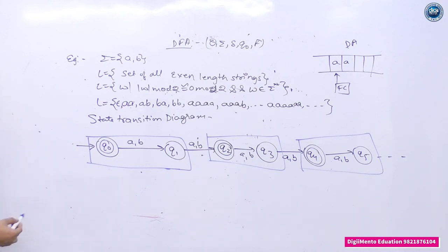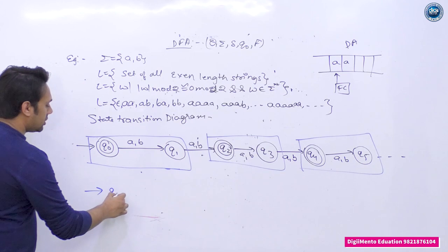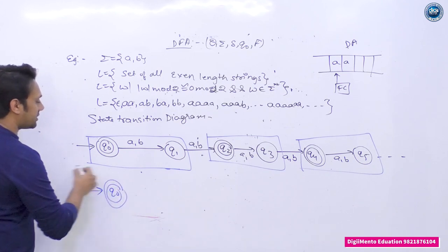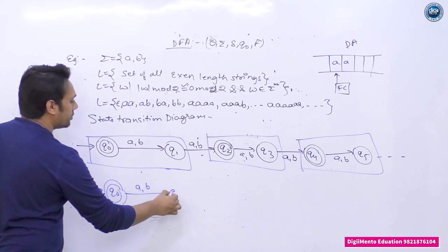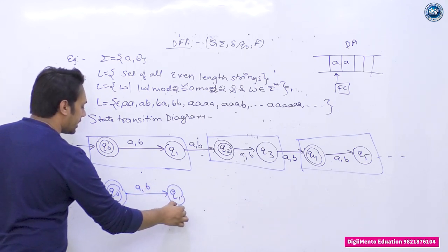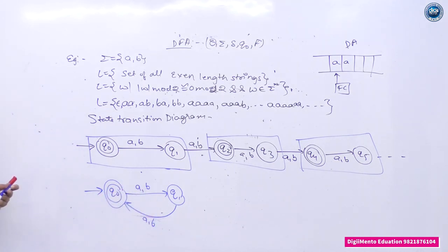Main is diagram ko minimize kar sakta hun. How can I minimize this diagram? I can make Q0 the initial as well as the final state. If I get a single A or a single B, I can go to the state Q1. And again, if I get a single A or single B, I'll go back to the state Q0. So whenever you get an even length string, जब भी आपके पास एक even length की string होगी, you will always end up at the state Q0. तब आप हमेशा state Q0 पर ही end होंगे.